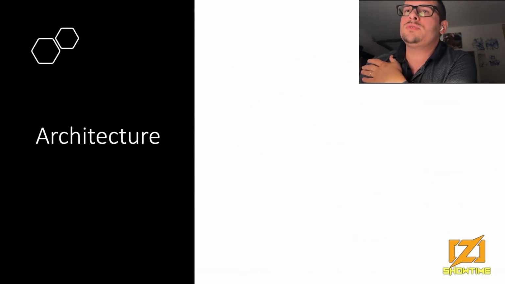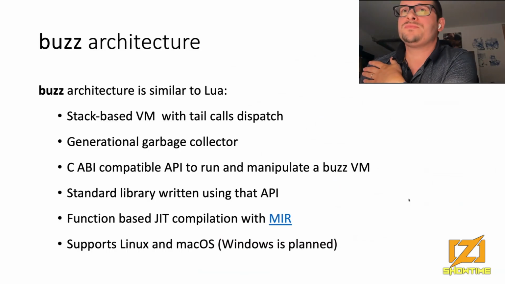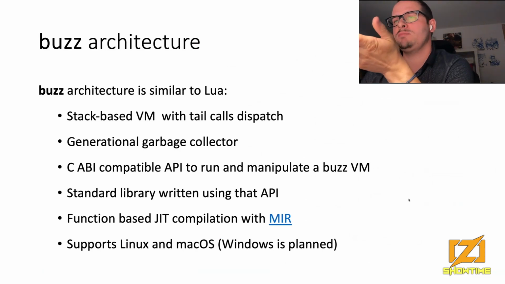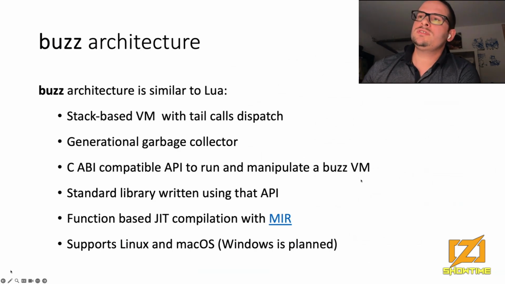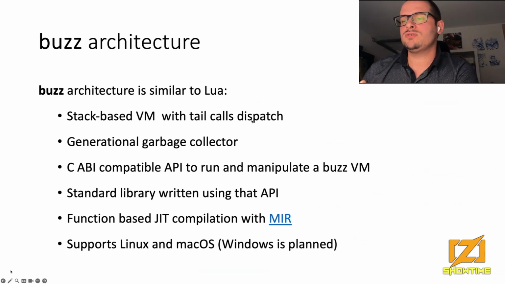I'm going to talk now a bit about the architecture of Buzz. Buzz is a stack-based VM. I played a little bit with a register-based VM, maybe I didn't do it quite well, but I didn't find that the performance was that much better. So I'm still using a stack-based VM. It's using tail call dispatch, which means it's not a big switch over the bytecode to execute. Each bytecode is a function that is going to call the next bytecode to execute.